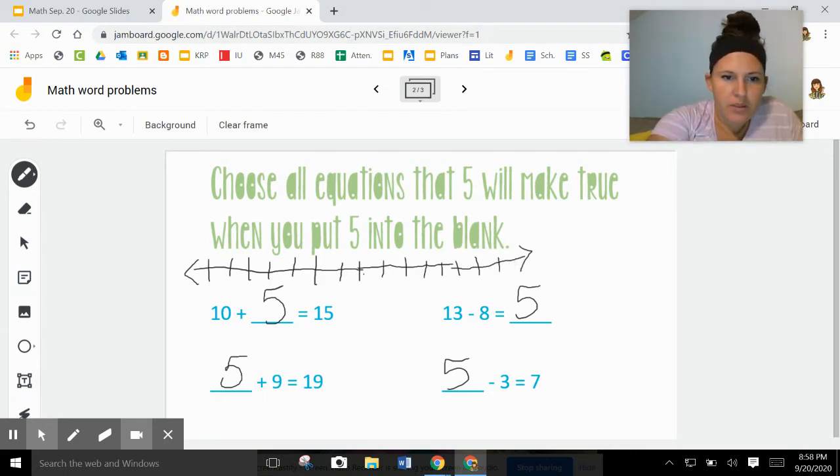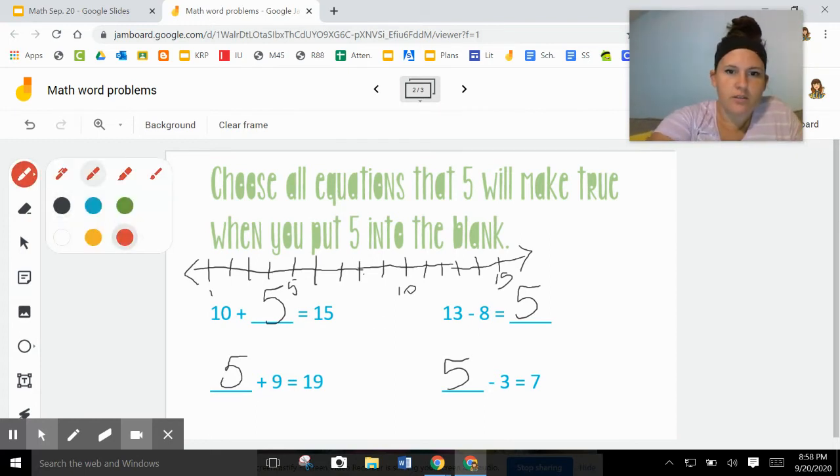So this one would be 1, 2, 3, 4. We'll put a 5 right there. 6, 7, 8, 9, 10, 11, 12, 13, 14, 15. So this is my number line. The first thing it tells me to do is start at 10. So I'm going to go up here to 10. I'm going to choose a different color. Let's do red. That's where I start.